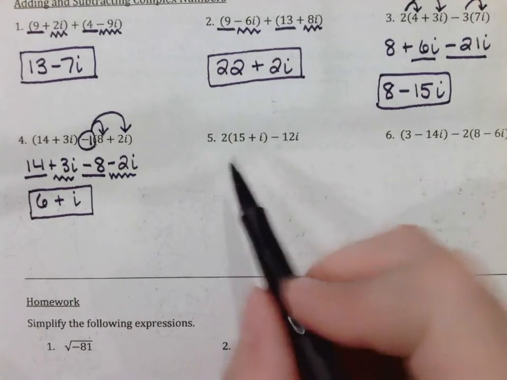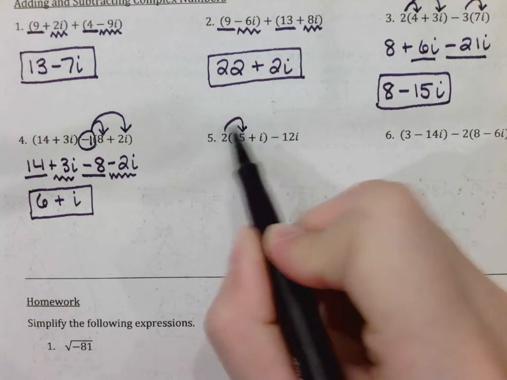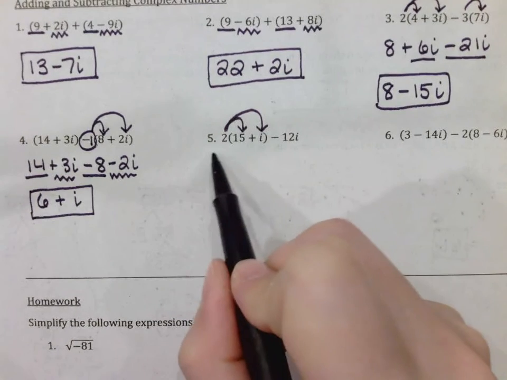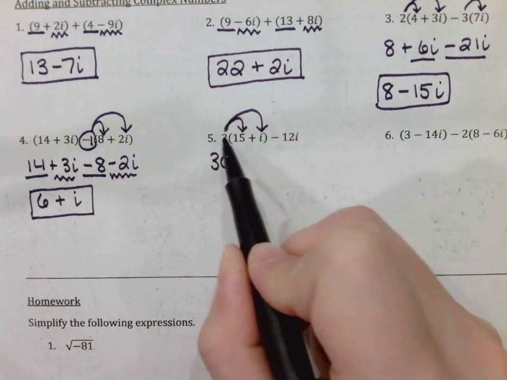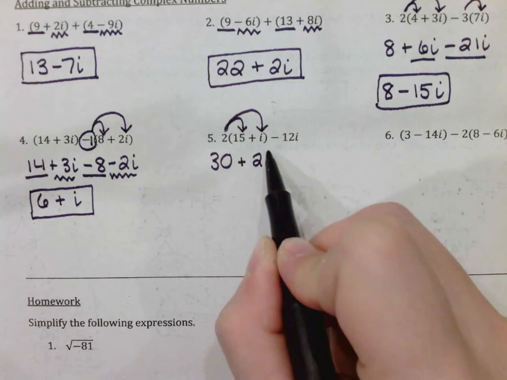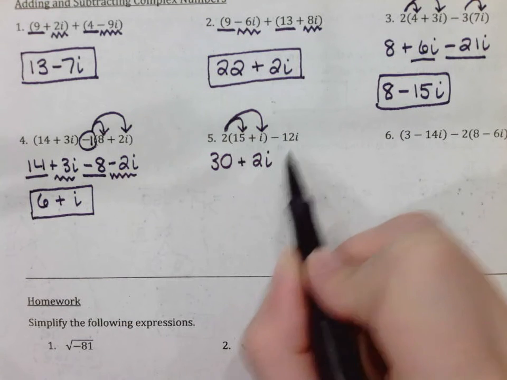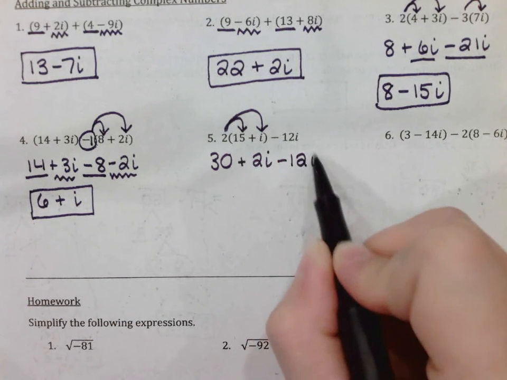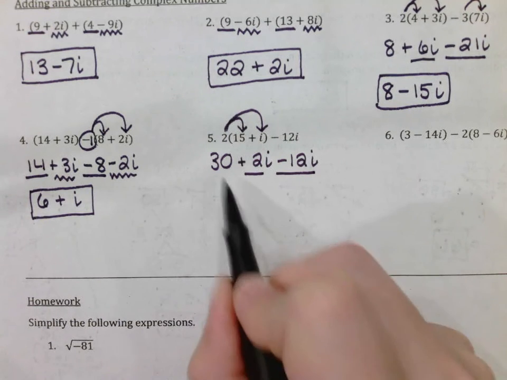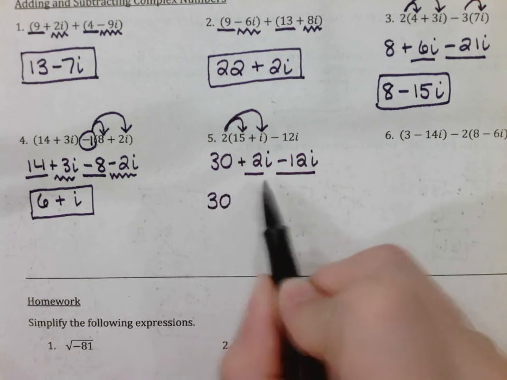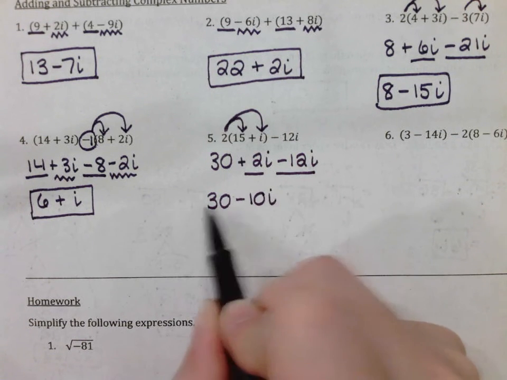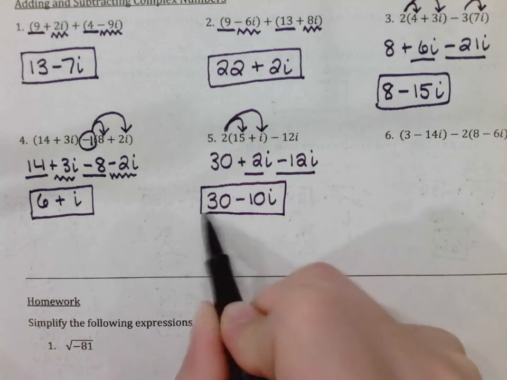Okay, for this one, again, we're going to have to distribute this 2 to everything in the parentheses. So 2 times 15 gives us 30. 2 times i gives us positive 2i. I'll go ahead and bring down my minus 12i. And then again, we're just going to have to combine these like terms. So I'll bring down my 30. 2i minus 12i gives us a negative 10i. And that's our answer.